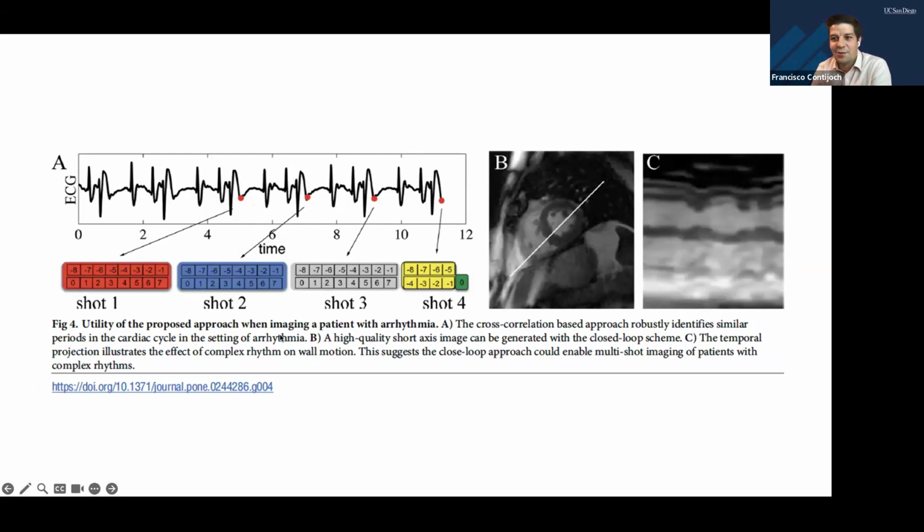That depends on the person's arrhythmia. If it's frequent enough and a stable pattern, this was what we were showing. So you could actually think about getting not just single shot data, but multi-shot data in real time. We think that has applications for interventions as well as other diagnostic uses.